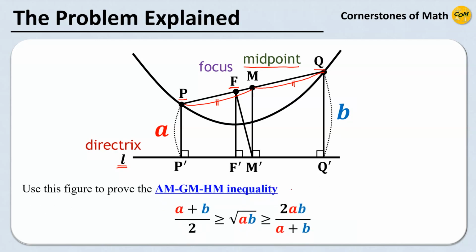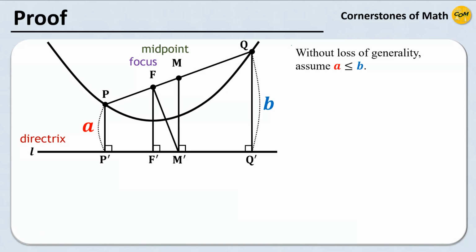Here we want to use this figure to prove the following arithmetic mean, geometric mean, harmonic mean inequality. Okay, let's get on with it. And actually, the very first thing that I'm going to do is, without loss of generality, assume that A is less than or equal to B. If the length relation is the other way around, the proof is just symmetrical. Next, let us draw an additional line connecting points P and Q'. Suppose that this new line segment PQ' intersects the line segments FF' and MM' at points F'' and M'' respectively.